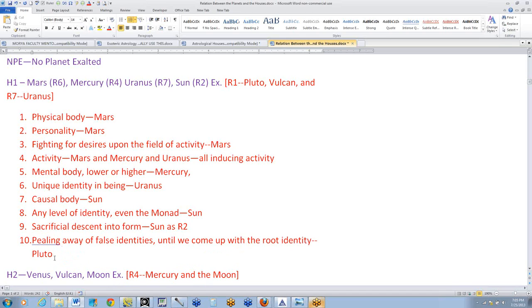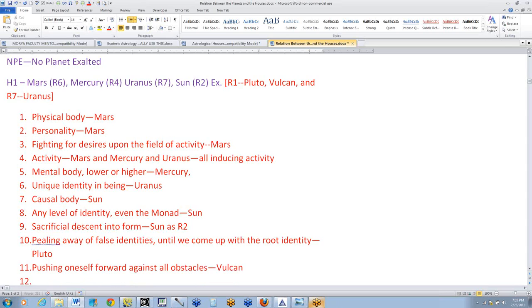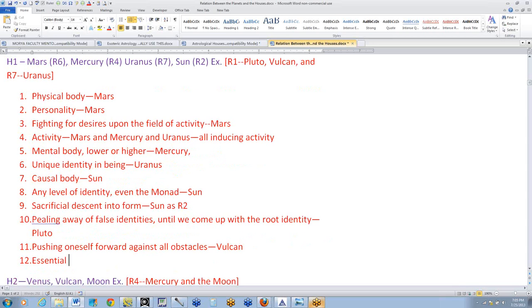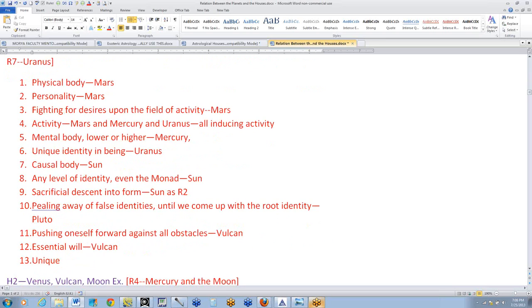When it comes to Vulcan, this is pushing oneself forward against all obstacles, and that is Vulcan, and it's a house of essential will. That is Vulcan, and Uranus again is the unique pattern of identity, and I think I did already do that, but the Uranus is reinforced.